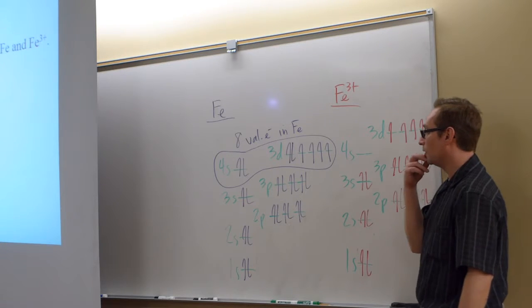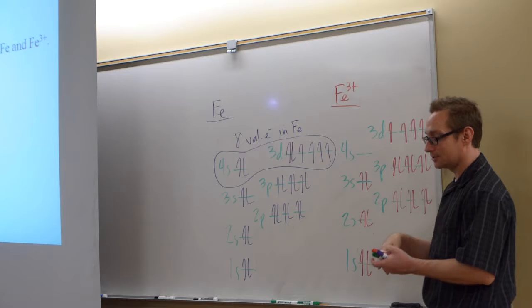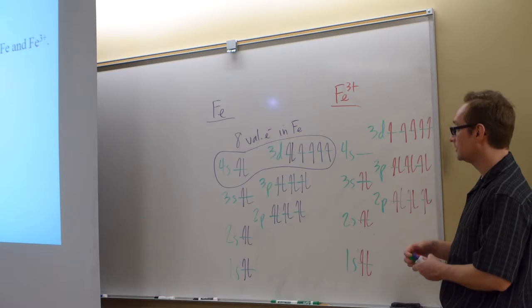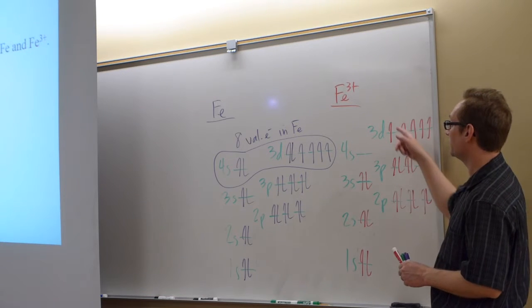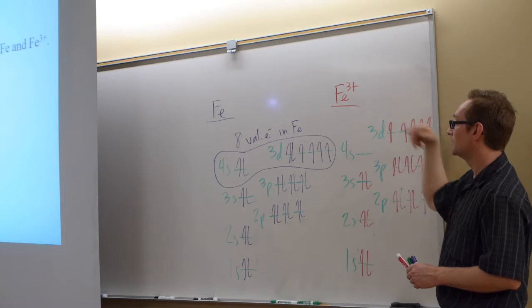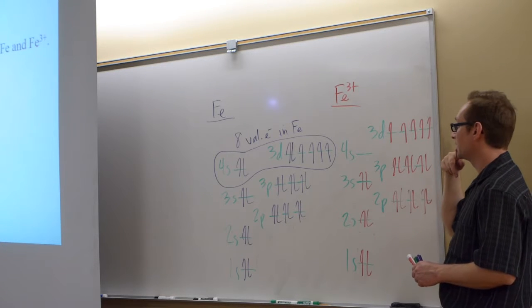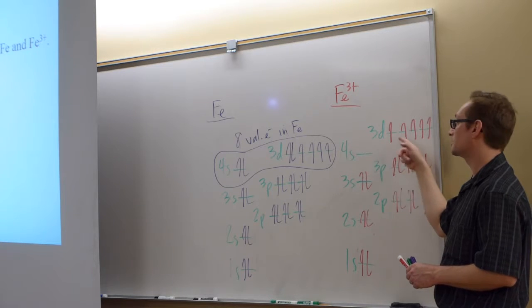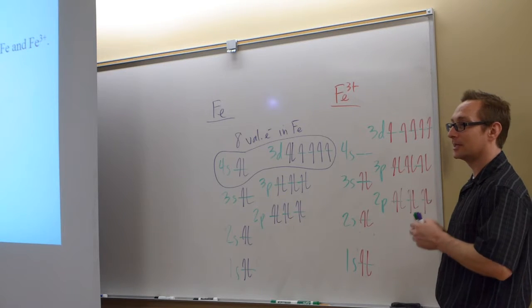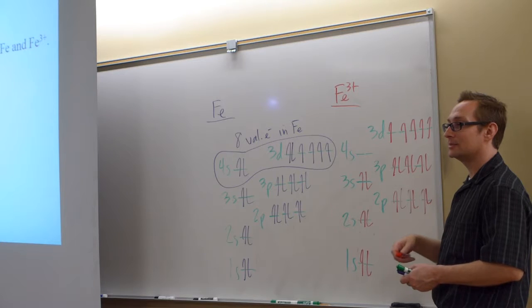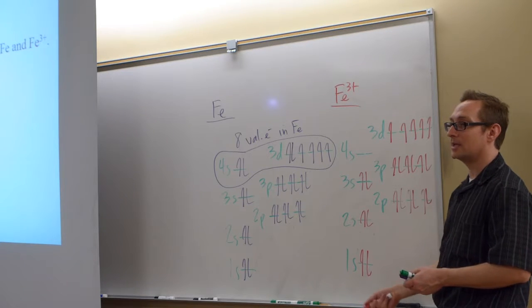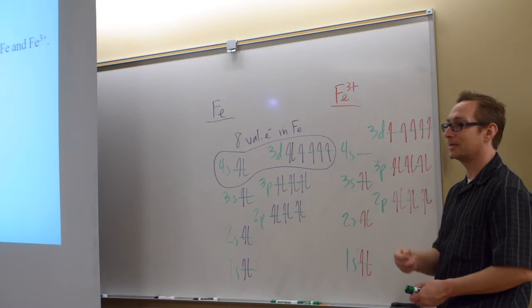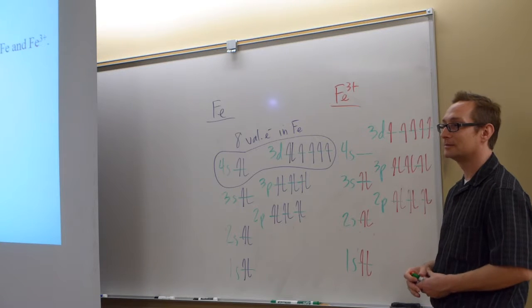And then what would be Fe2+? How would that change? If this was Fe2+, you would add 1 to the 3d, not 1 to the 4s, right? It would still be in the 3d. So the rule is that for cations, you fill the d's first, then you fill the 4s. Okay, that's the rule.